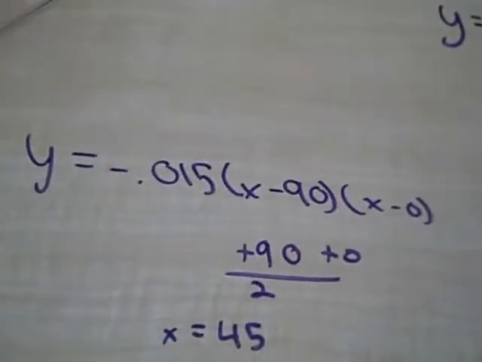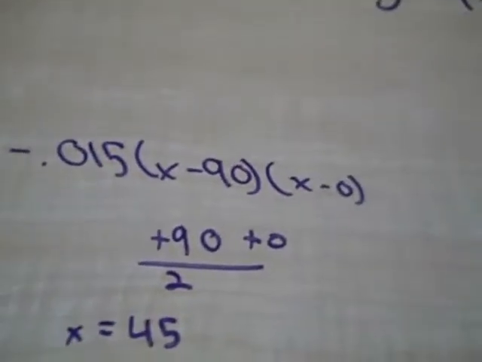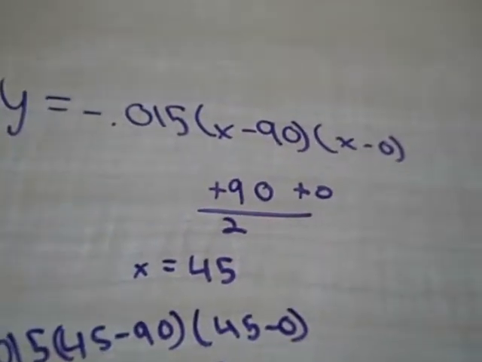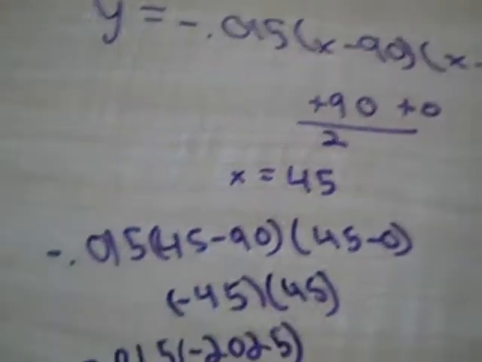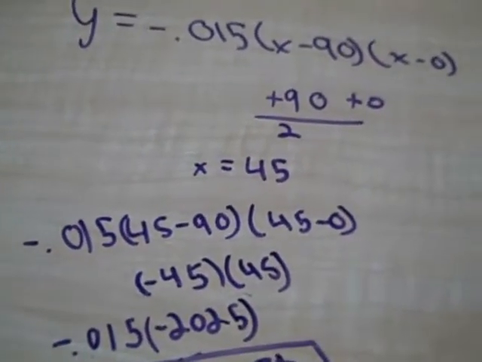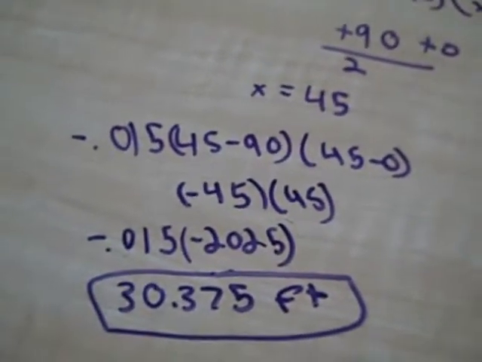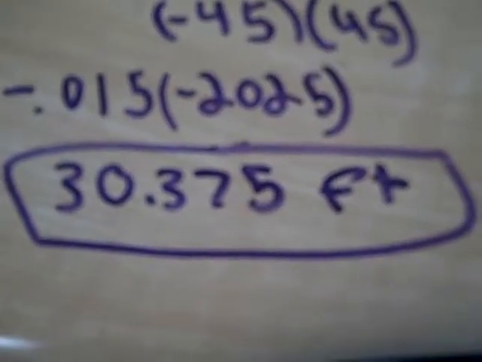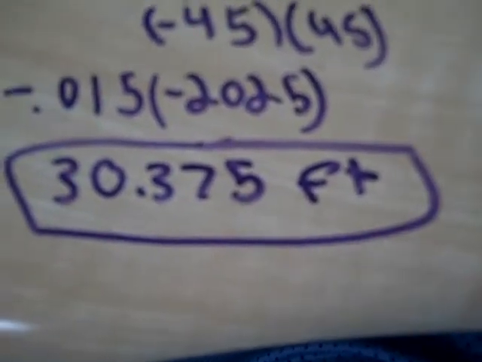Then to get the final point, the vertex, you have to divide the points by 2, and then the x value you get is 45. Then you plug 45 in for x in the equation, and you eventually find y, and what we got was 30.375 as our final answer of where the ball was in the air as the maximum height.